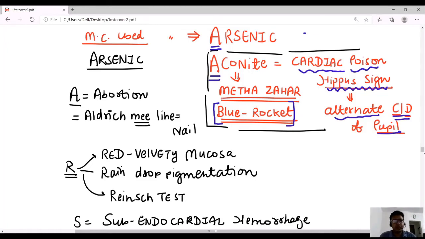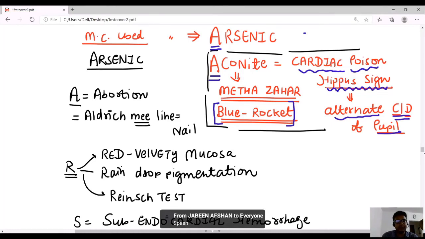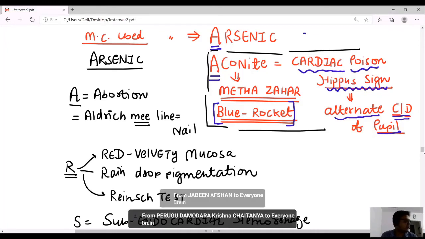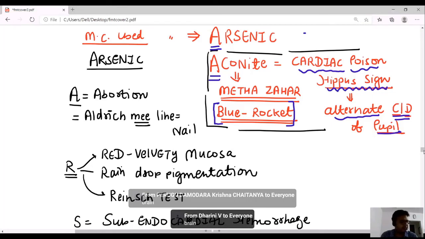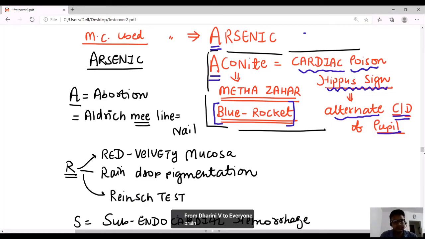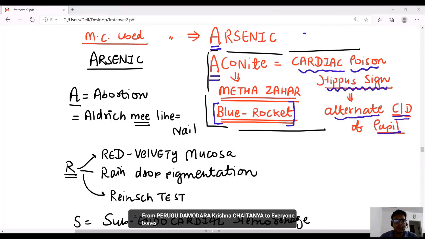Come, revise with me. Which is the best sample to be preserved for cyanide poisoning? Anyone? Best site for cyanide? Spleen. Best organ for organophosphorus? Brain. Best organ for heavy metals? Bone. Hippus sign is positive in which poisoning? Aconite.